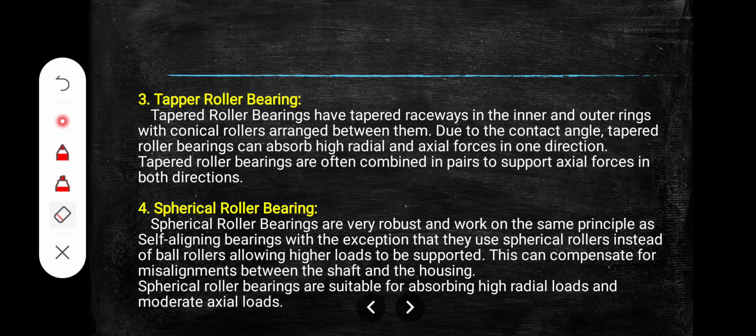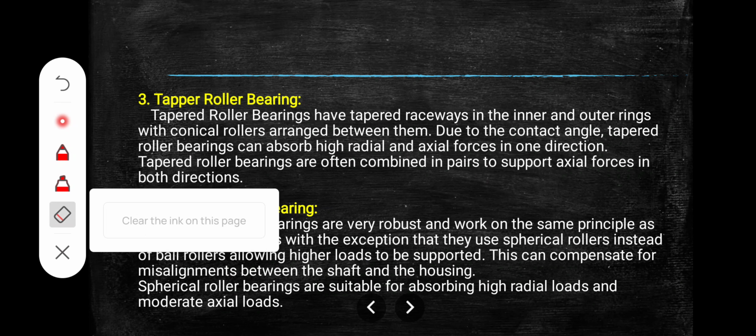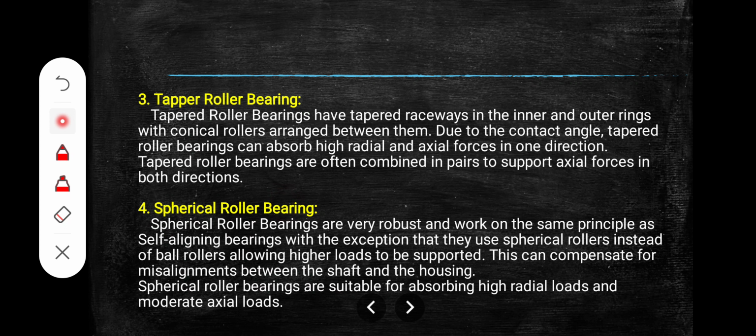The last roller element bearing is the spherical roller bearing. Spherical roller bearings are very robust and work on the same principle as a self-aligning ball bearing, with the exception that they use a spherical roller like this.